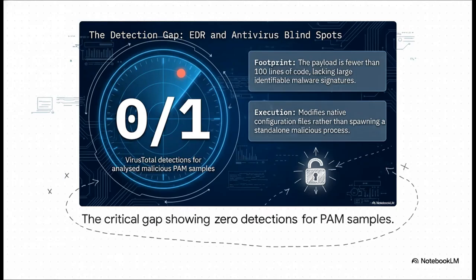And here is the really scary part. 0 VirusTotal detections for the analyzed malicious PAM samples. How is that possible? Well, first off, the code footprint is tiny. We're talking fewer than 100 lines of code, so there are no massive malware signatures to flag. Second, it relies on modifying native configurations instead of spinning up standalone malicious processes. And finally, it operates entirely within trusted system memory space, which completely circumvents traditional antivirus and EDR tools that are only looking for surface-level exploits.